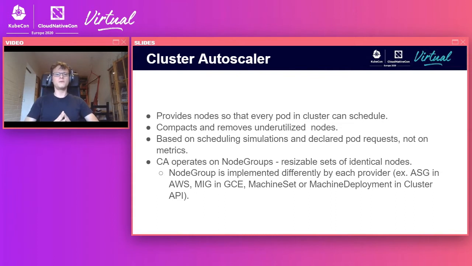And before we proceed, there is one more concept that we're going to need, and that is a node group. A node group is basically a set of identical nodes, a resizable set of identical nodes. So whenever cluster autoscaler wants to scale up, what it really does is it resizes a particular node group, adding some number of nodes to it. And the actual implementation of node group is going to be different on each provider.